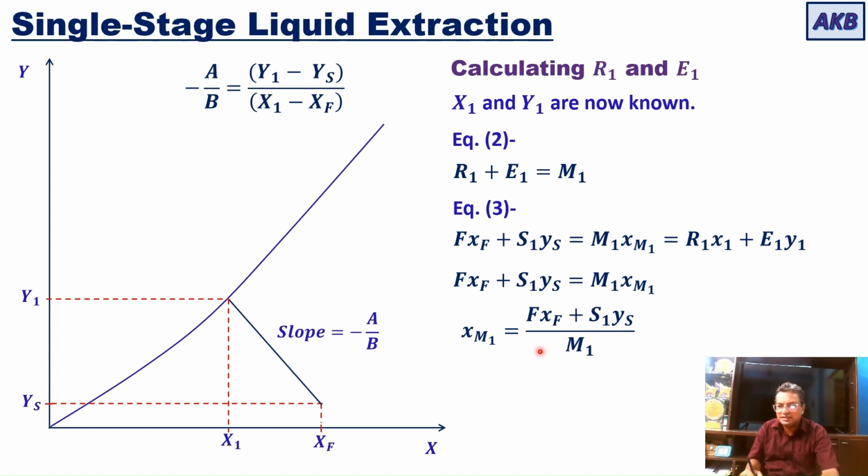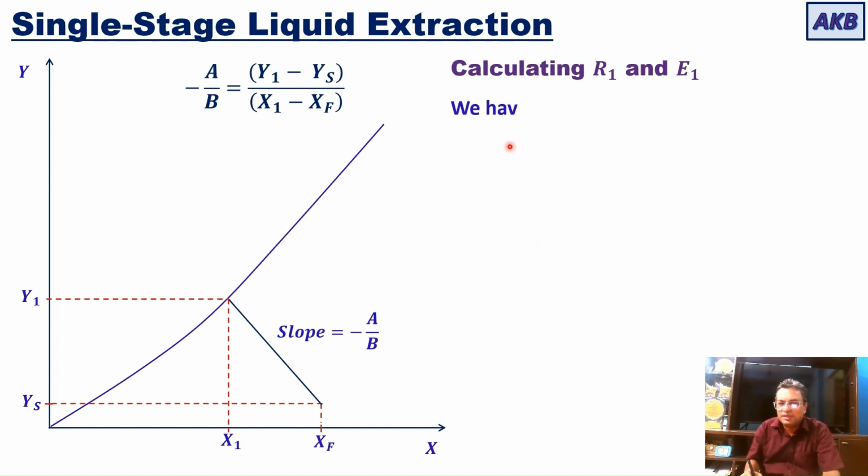After calculating xM1, this product will be known to you, and then you can write the other equation in terms of R1 and E1. So it will be R1 into x1 plus E1 into y1, that is equal to M1 into xM1. So this is another equation in R1 and E1. x1 and y1 are known to you because we are going to get them from capital X1 and capital Y1. So we have got the two equations: R1 plus E1 is equal to M1, and R1 into x1 plus E1 into y1 is equal to M1 into xM1.